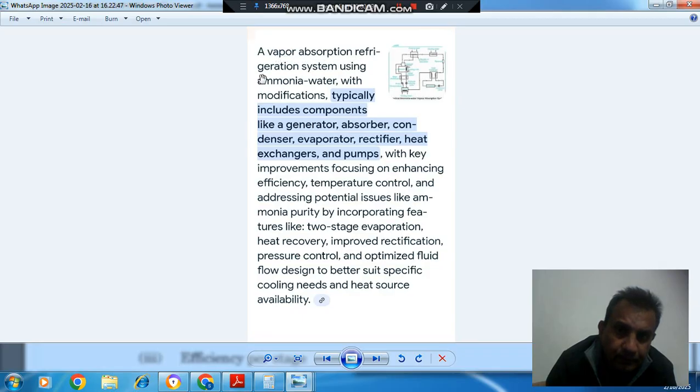A vapor absorption system using ammonia water with modifications typically includes components like generator, absorber, condenser, evaporator, rectifier, heat exchanger and pumps, with key improvements focusing on enhancing efficiency, temperature control and addressing potential issues like ammonia purity by incorporating features like two-stage evaporation, heat recovery, improved rectification, pressure control and optimized fluid flow, designed to better suit specific cooling needs and heat source availability.